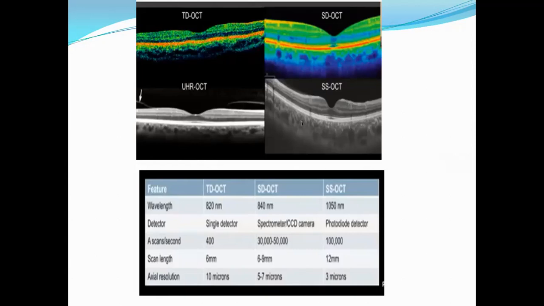So in the same image, we can also study the vitreous as well as the choroid up to the choroidoscleral interface. And also, this higher wavelength translates into a larger scan length. So the scan length in swept source OCT is around 12 millimeters.